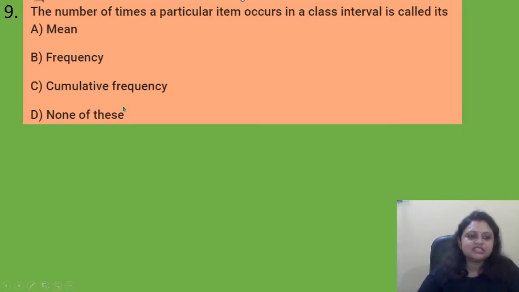Coming to the next question, the number of times a particular item occurs in a class interval is called its option A mean, B frequency, C cumulative frequency, D none of these. So in the question it is asked the number of times a particular item occurs in a class interval is called its, yes, it is frequency. Okay, so here the correct answer is option B, that is frequency.